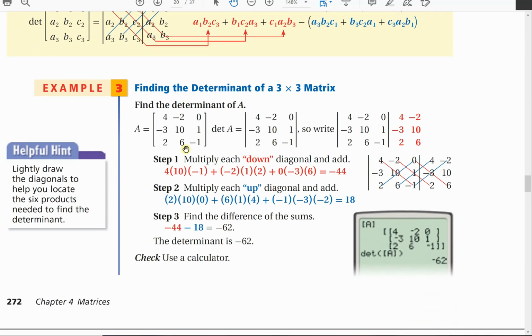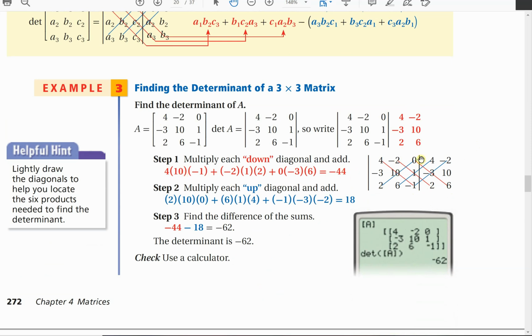If you look at example 3, they work it out. They've got this matrix here. So they take the first two columns and they write them outside, and then they do the diagonals. 4 times 10 times negative 1, negative 1 times 1 times 2, 0 times negative 3 times 6. Multiply them, add them up, they get negative 44.